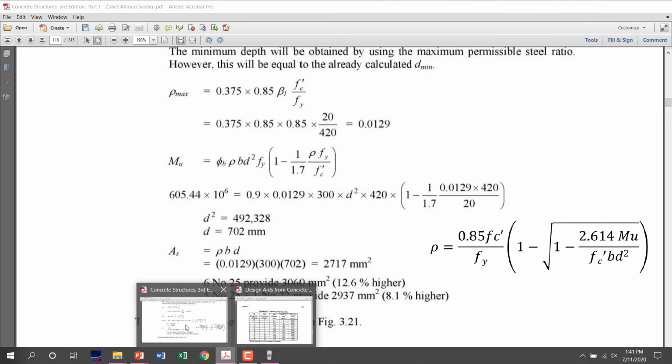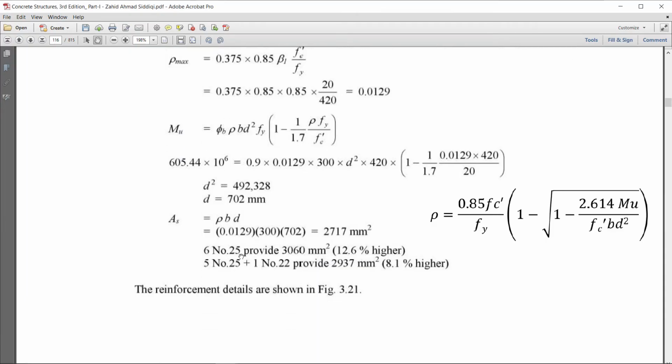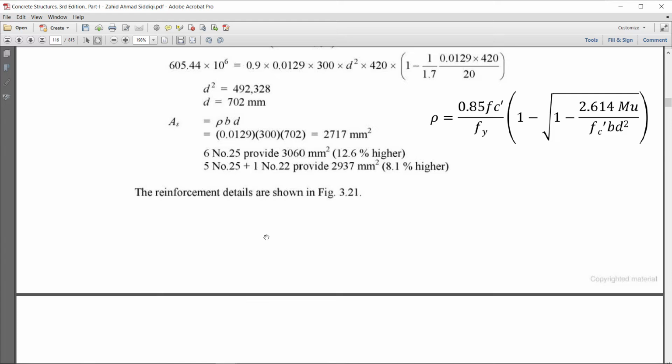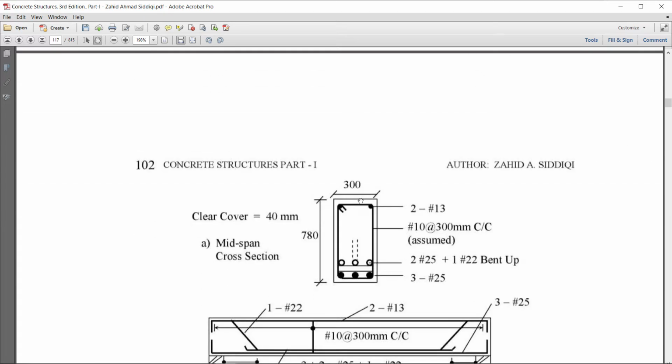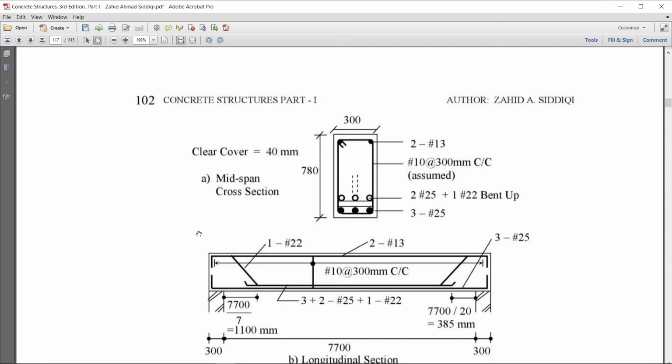Here 6 number 25 bars give an area of 3060 millimeter square, 12.6% higher. If we use 5 number 25 and 1 number 22, the area of steel will be 2937 millimeter square, 8.1% higher. So definitely we will go for the second option, where we provide less area of steel as per the requirements. The reinforcement details in figure 3.21 are shown here. That is part 1 of the question.